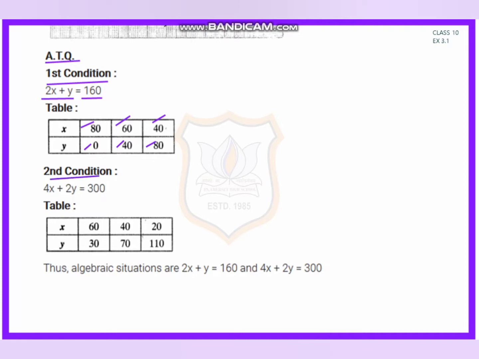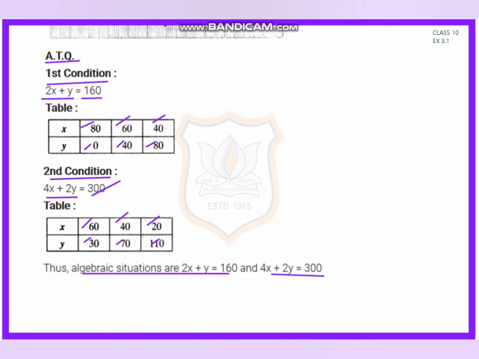In the second condition, we have 4 kg apple and 2 kg grapes and we are paying 300. In the same way, if I put the value of x as 60, I will get the value of y as 30, then 40 and 60, and 20 and 110. In this we can put any value of x and we will get another value of y. If I put the value of y, I will get the value of x. Thus these are the algebraic expressions.